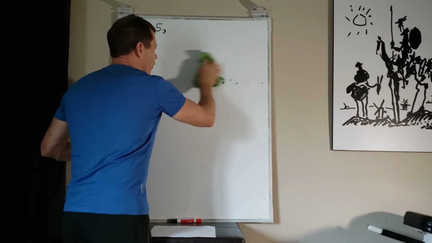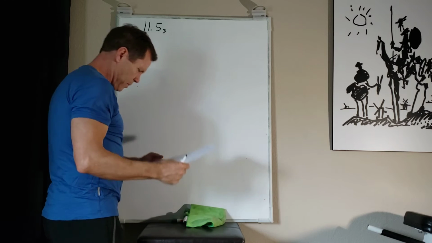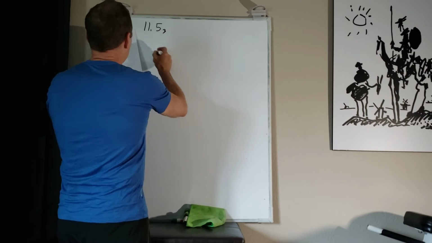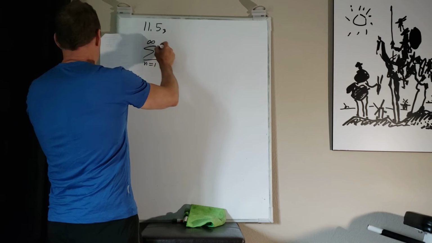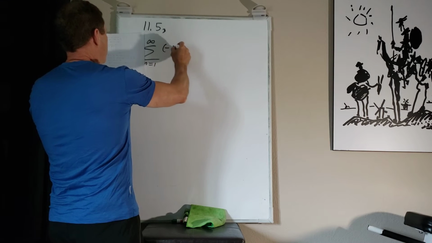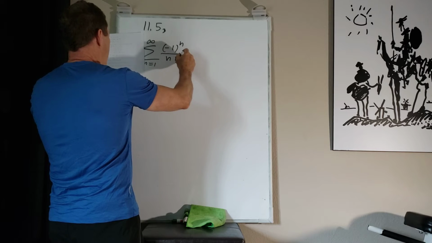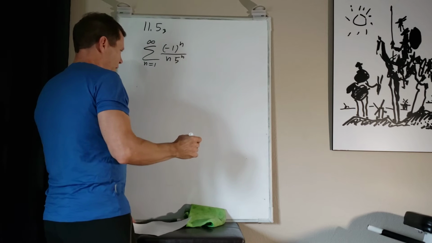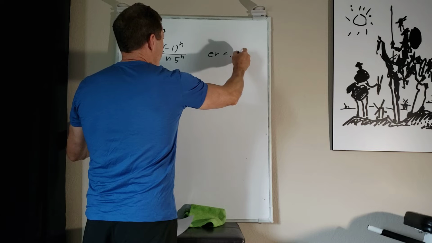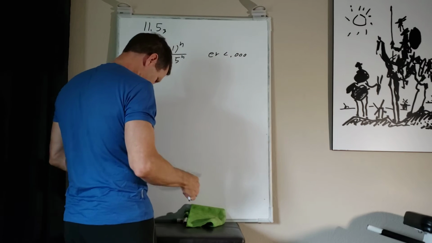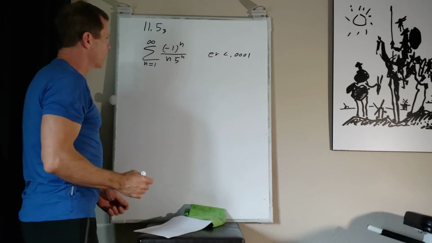So grab one out of your book, and it is the summation n equals 1 to infinity of (-1)^n over n times 5^n. And they want your error on this to be less than 0.0001. Okay, so let's look at that.